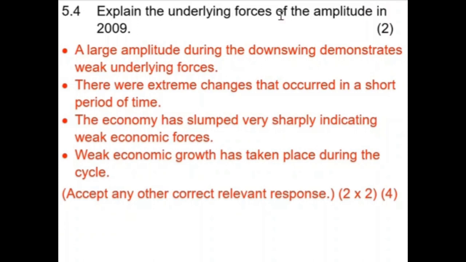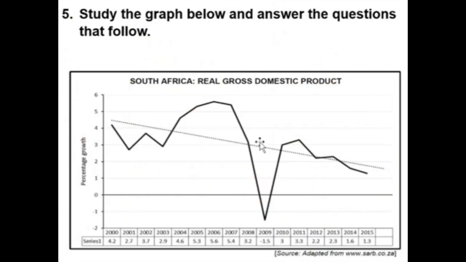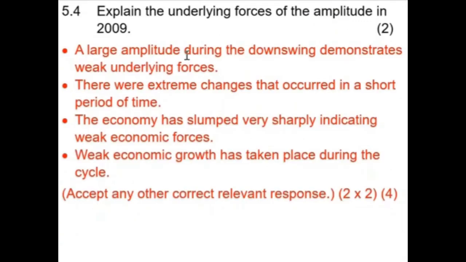Explain the underlying forces of the amplitude in 2009. Oh, this is difficult English. What do they want? They want to know, why is this movement so extreme? Can you see it's the most extreme of the ups and downs? That is what amplitude means. So it says a large amplitude during the downswing demonstrates weak underlying forces. There were extreme changes. We can see that because that jump is so extreme. We have slumped very sharply, indicating weak economic forces. But this only counts 4 marks, so the first 2 should be enough.